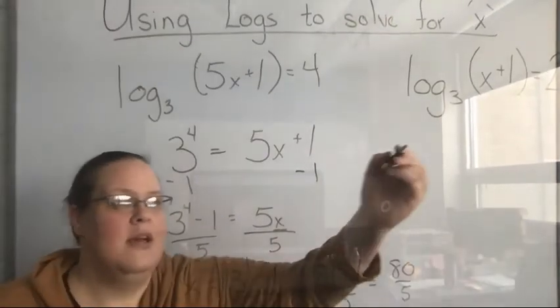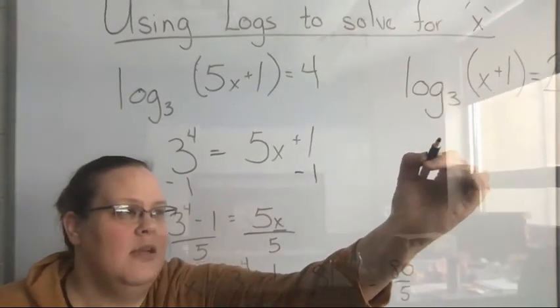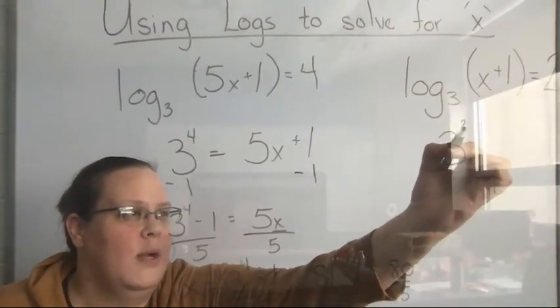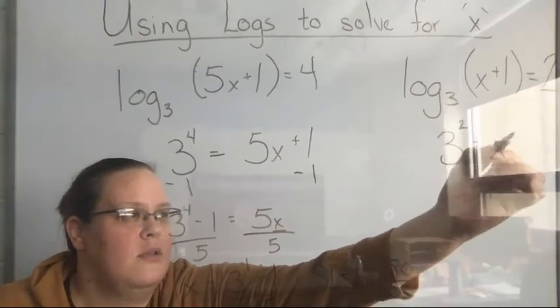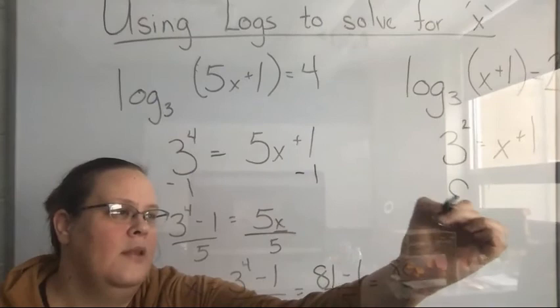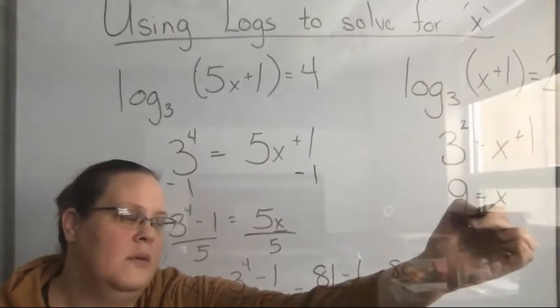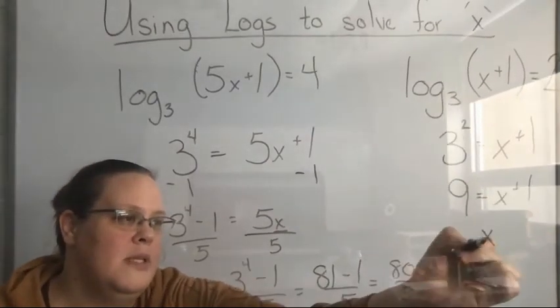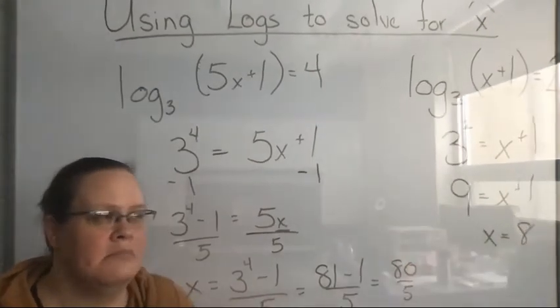Okay, let's look at another one. Again, we first start by rewriting. So this will be 3 squared equals x plus 1. So 9 is equal to x plus 1, which means x is equal to 8.